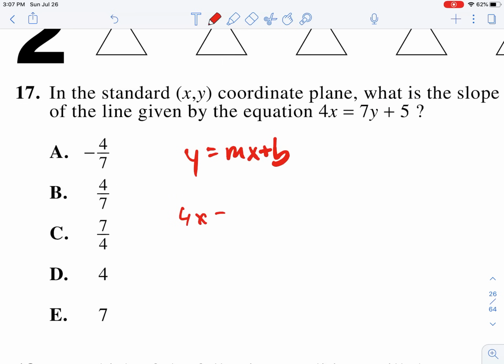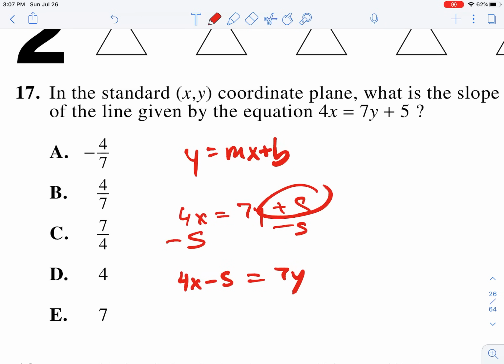So I'm going to take the original, rewrite it. Let's get rid of the 5. So we get 4x minus 5 equals 7y. Okay, and because, again, I did subtraction by 5 because originally it's being added. Okay, so we need to do opposites if we want to cancel things out. Now we have to get rid of this 7 being multiplied. So we can divide both sides by 7. So then we get 4x minus 5 divided by 7 equals y.